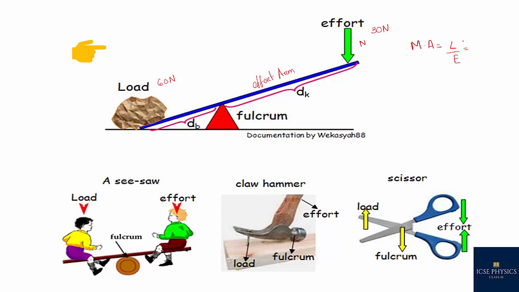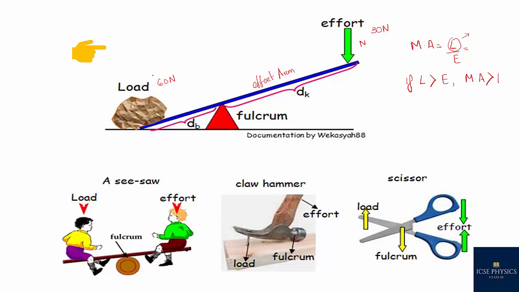When will the mechanical advantage be greater than 1? When the load is greater than effort. You can write here: if load is greater than effort, then mechanical advantage is greater than 1, and it is used as a force multiplier. When mechanical advantage is greater than 1, it means load is greater than effort.